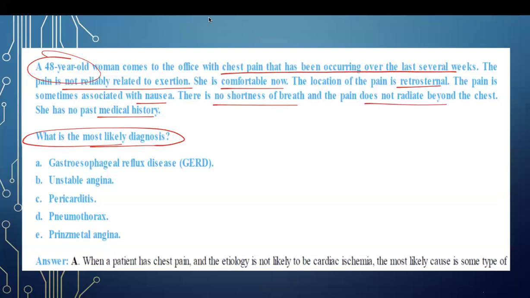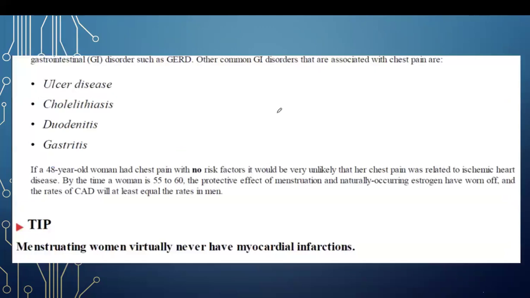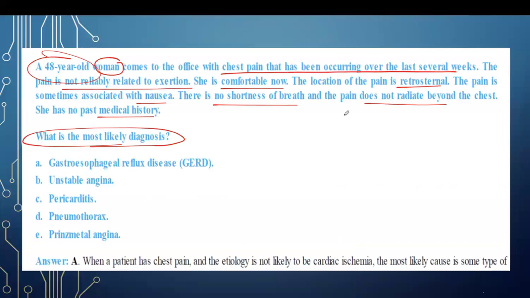So these kinds of questions can come in the exam. So a 48-year-old woman, always remember, menstruating women almost never have a heart attack. So that's a tip. Menstruating women virtually never have myocardial infarction because the estrogen usually helps to prevent these kinds of things. So what will be your most likely diagnosis for this patient?